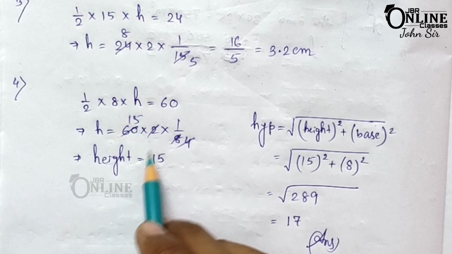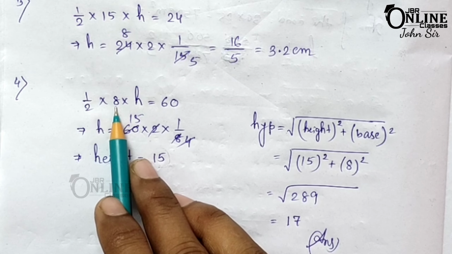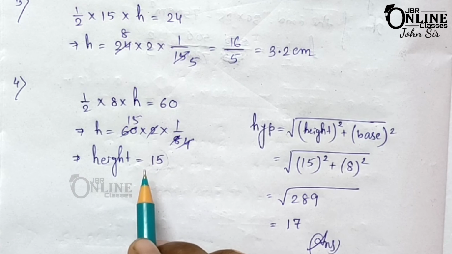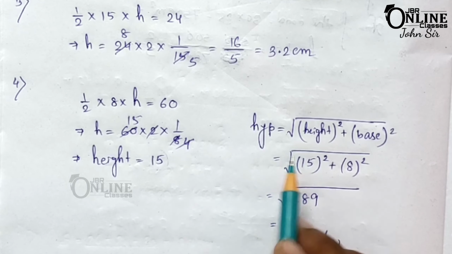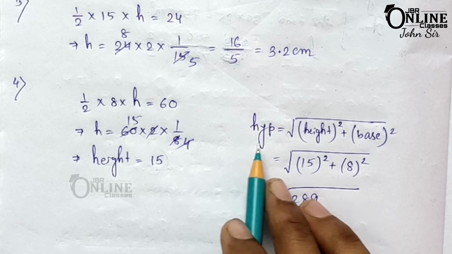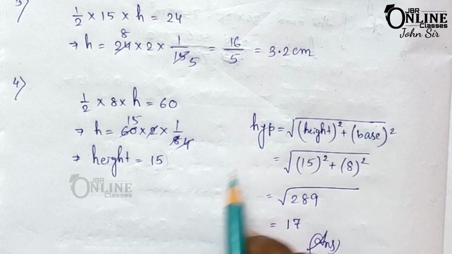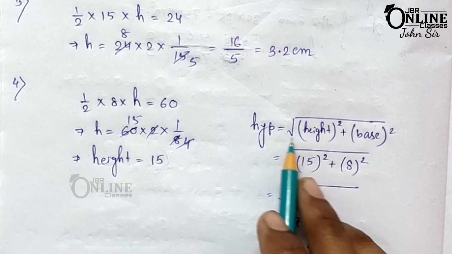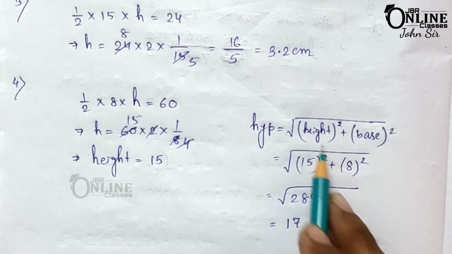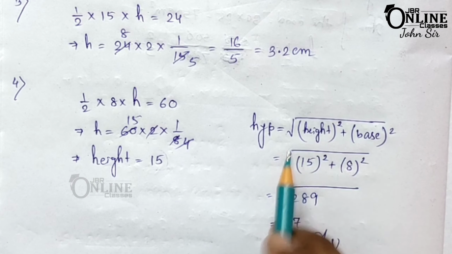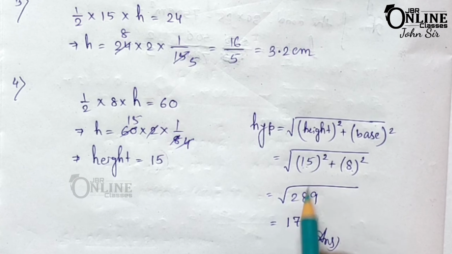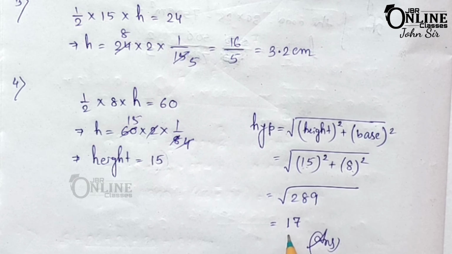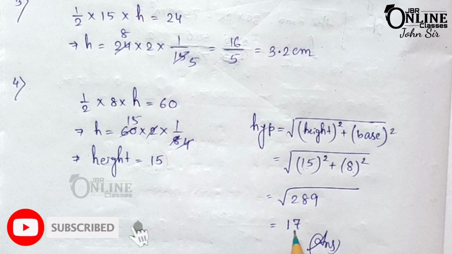Now height equal to 15, base equal to 8, and it's a right angle triangle, so we can apply the Pythagoras theorem. What is the Pythagoras theorem? In a right angle triangle, the hypotenuse equals root over height square plus base square. So height equal to 15, so 15 square plus 8 square. 15 square is 225, 8 square is 64, that becomes 289. So root over 289 becomes 17. So 17 centimeter is the hypotenuse.